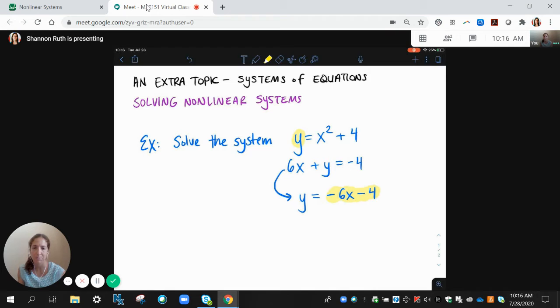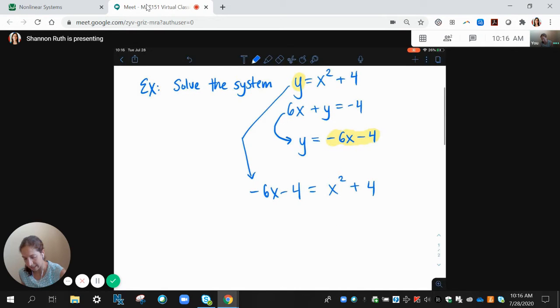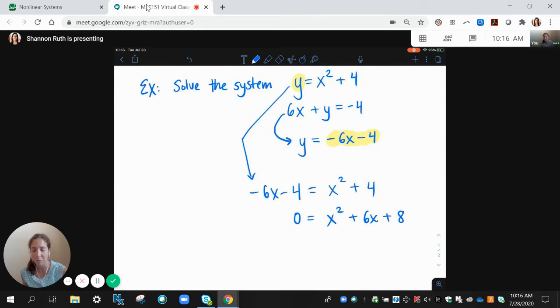It definitely still has that same substitution feel that we're used to from the past. So let's make that substitution into the first equation. The y gets replaced with negative 6x minus 4, and it's still equal to x squared plus 4. Then we need to solve that resulting quadratic equation. I'll solve this one by setting it equal to 0. So I'm going to add 6x to both sides and add 4 to both sides. And nicely, this quadratic equation factors, so let's go ahead and solve through factoring. Two numbers that multiply to 8 and add to 6 sound like 2 and 4.